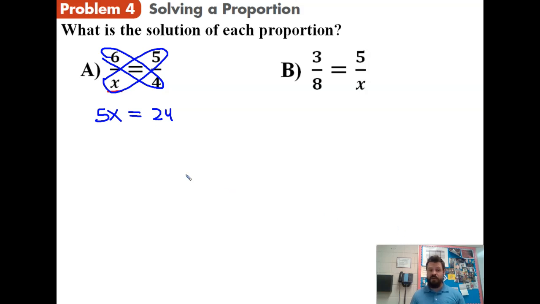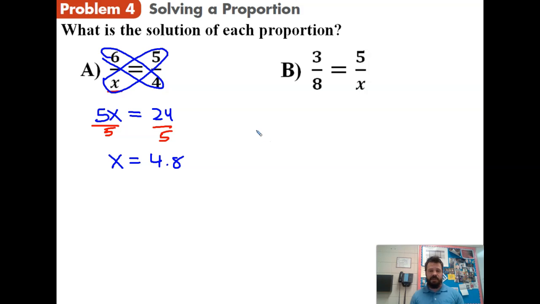So we'll cross multiply, then divide. Divide both sides of this equation by 5. We don't end up with a nice number. What we end up with, we could say x equals 4.8. Okay, so when x equals 4.8, this proportion will be true. These two ratios would reduce down to the same thing. They'd be equal to each other.